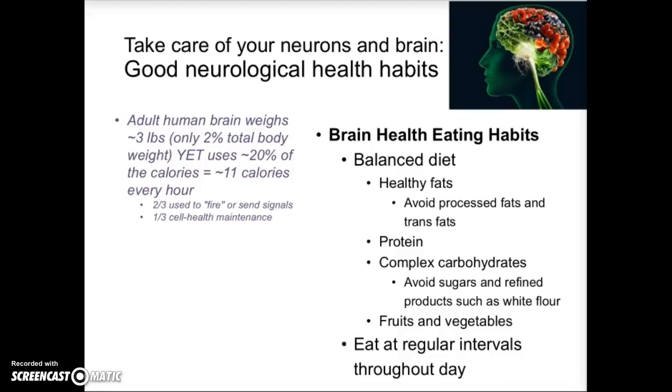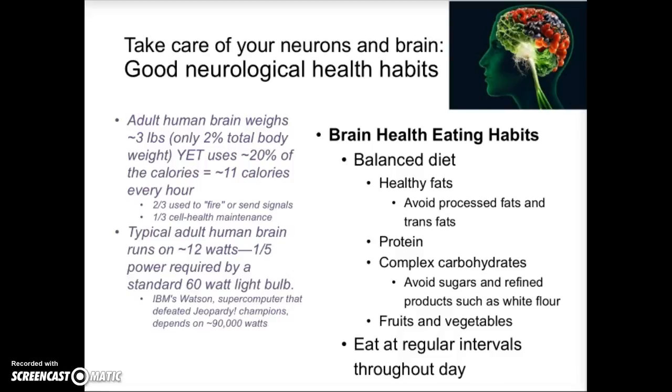But the brain is one of the most efficient machines on the planet. Your brain runs on about 12 watts of power. That's less power than a light bulb needs to run. If you look at the smartest computer that we've been able to create, that's IBM's Watson supercomputer that defeated the Jeopardy champions. Watson needs 90,000 watts of power to do that. Think about what our brain does with such little power.